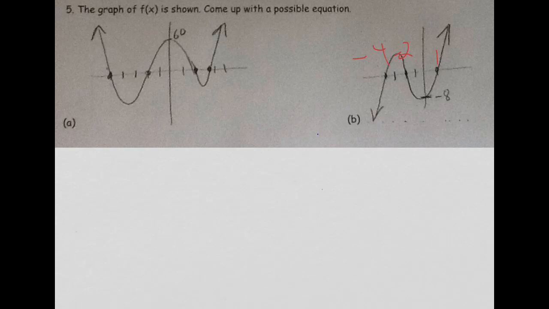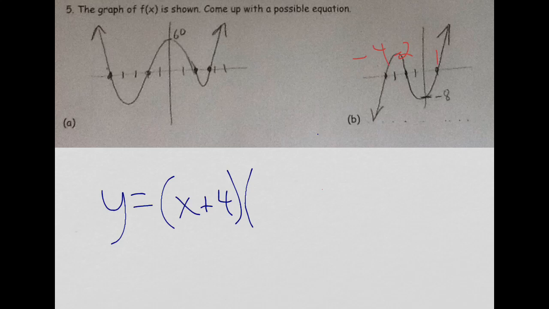So I went ahead on this other one, on part B, and labeled my zeros. And I'm just going to build it the same way I did the previous one. So that negative 4 gives me an x plus 4. That negative 2 gives me an x plus 2. And the positive 1 zero gives me an x minus 1.